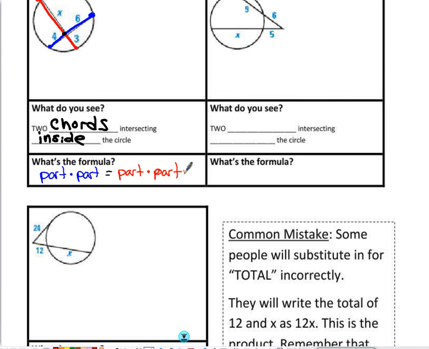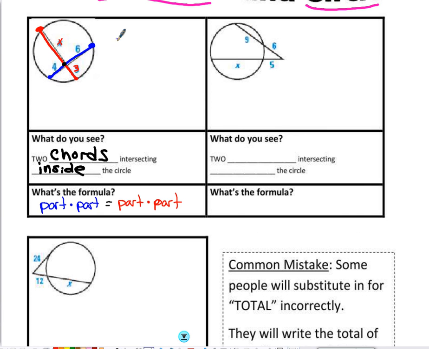Okay? When I say the word part, I'm talking about taking the segment and looking at the piece of the chord that represents one part and the other piece of the chord represents the other part. So here, X represents a part of a chord. The other part of that same chord is 3. So if I was going to find a segment length with two chords that intersect inside, I'm going to do part times part, meaning 4 times 6, and that's going to be equal to the other chord broken up into two parts, X times 3.